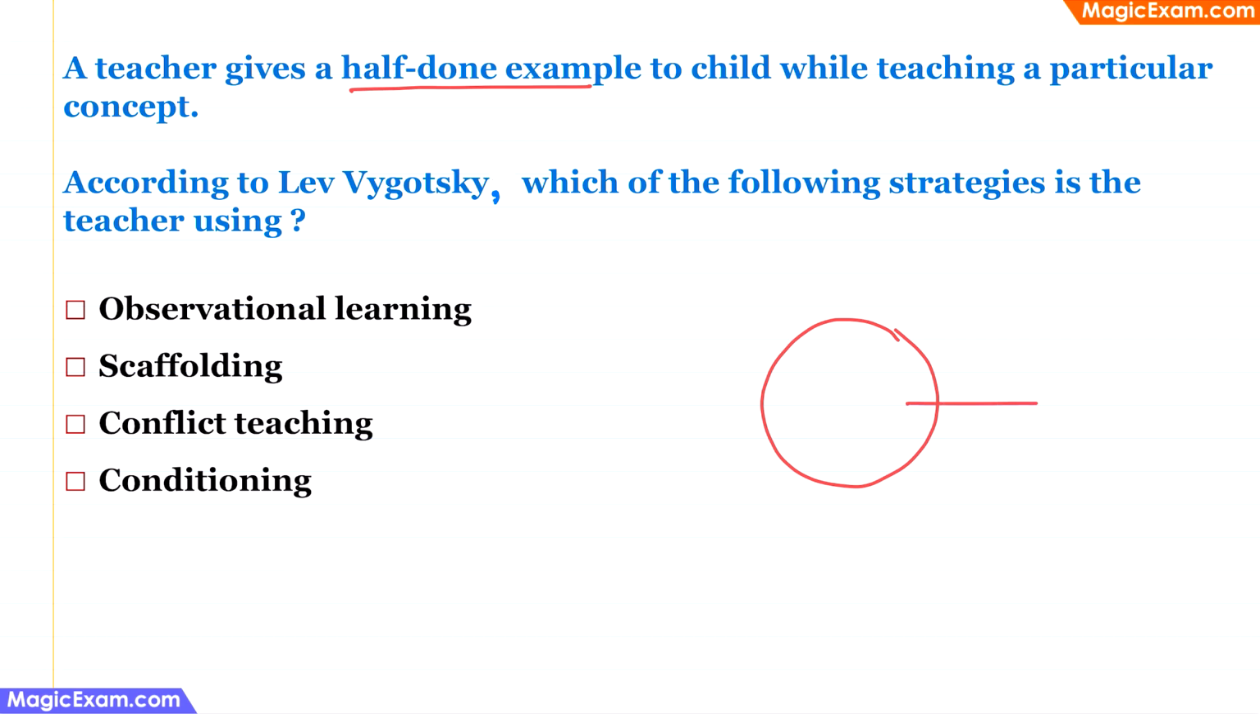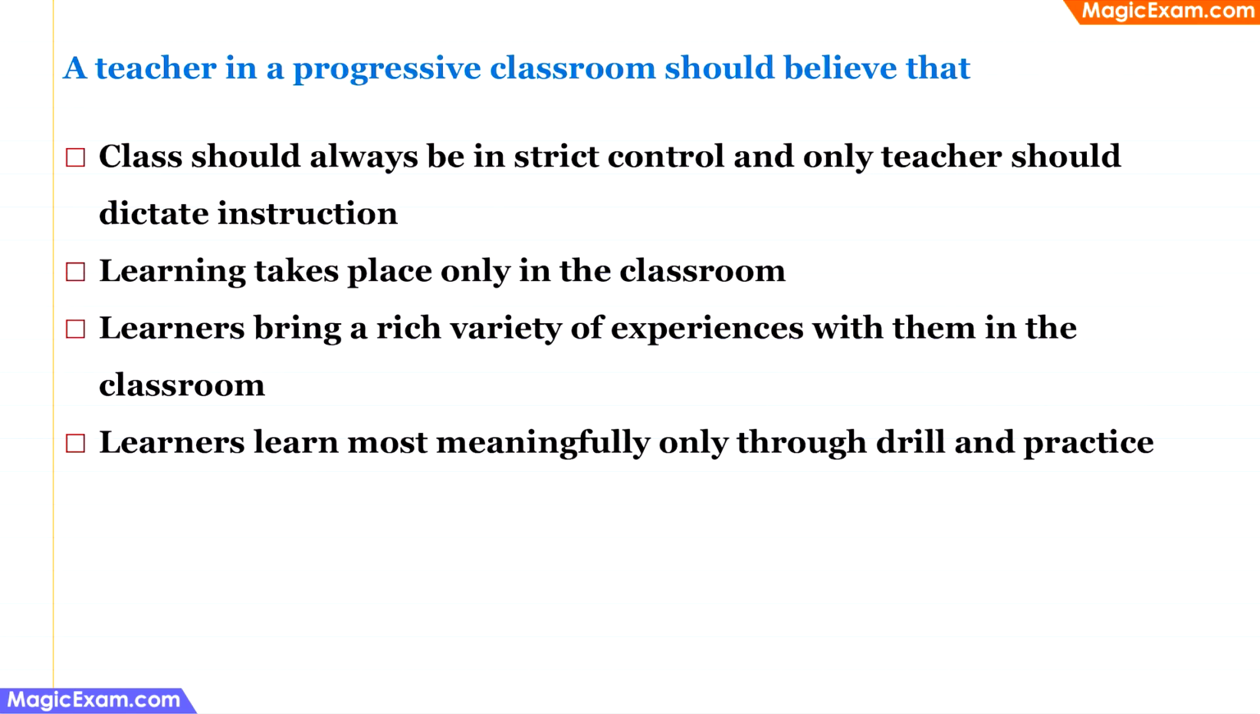Therefore, these problems are in the child's zone of proximal development. And the half-done examples, that is the partial support or the partial help that the teacher is giving, is nothing but scaffolding. Therefore, the correct answer here is scaffolding. A teacher in a progressive classroom should believe that which of the following?